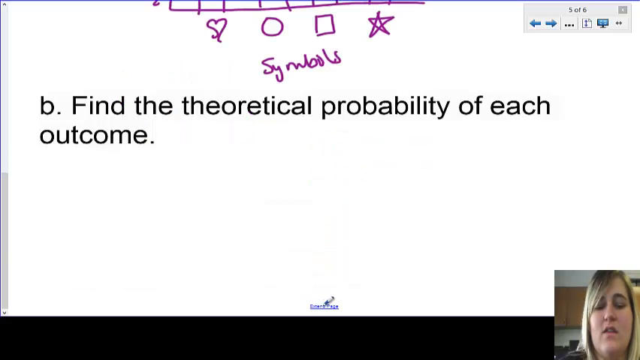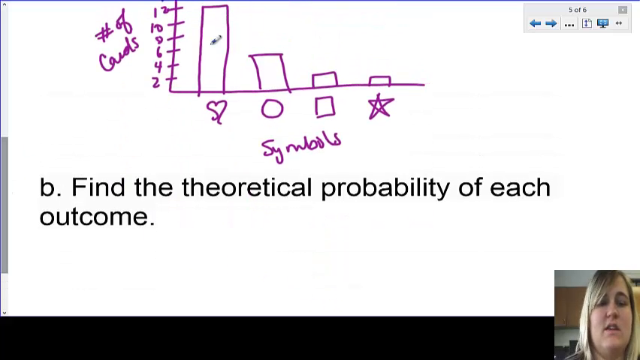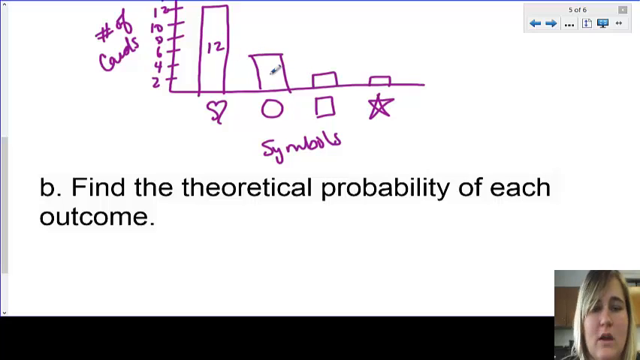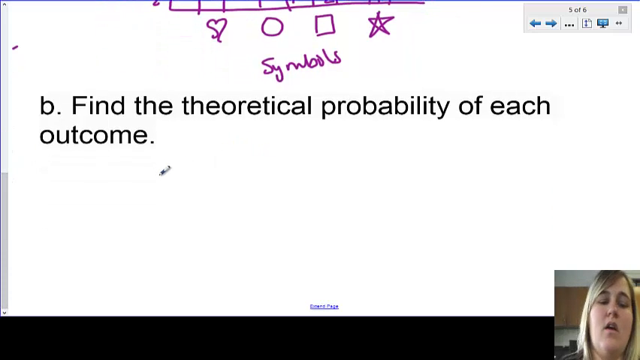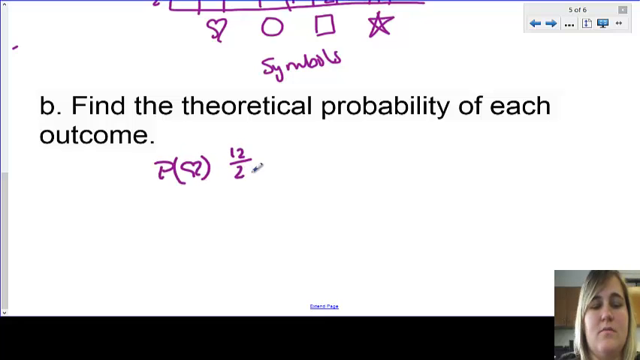And then it wants me to find the theoretical probability of each. So we said that there were 12 here, there were 5 here, 2 here, and 1 here. So for my total, I'm going to add all these together. 12 plus 5 is 17, 18, 19, 20, which they told us in the word problem. So for the probability of getting a heart, I have 12 out of 20, which will reduce. So we're going to reduce by 4 on top and bottom, so I get 3/5.